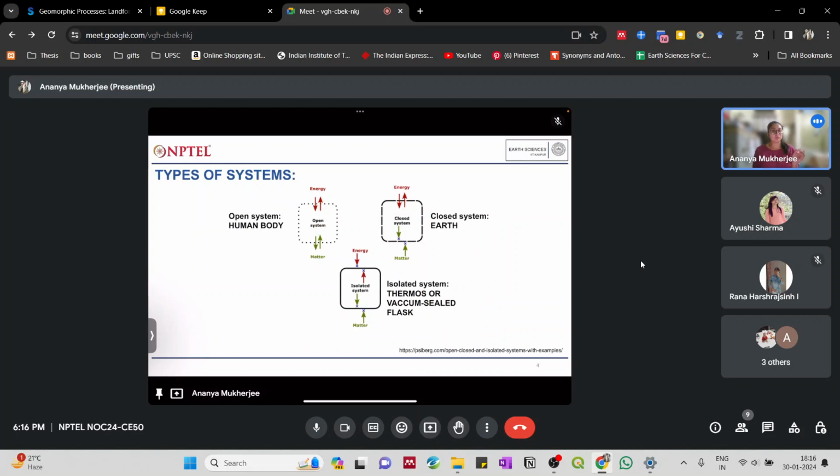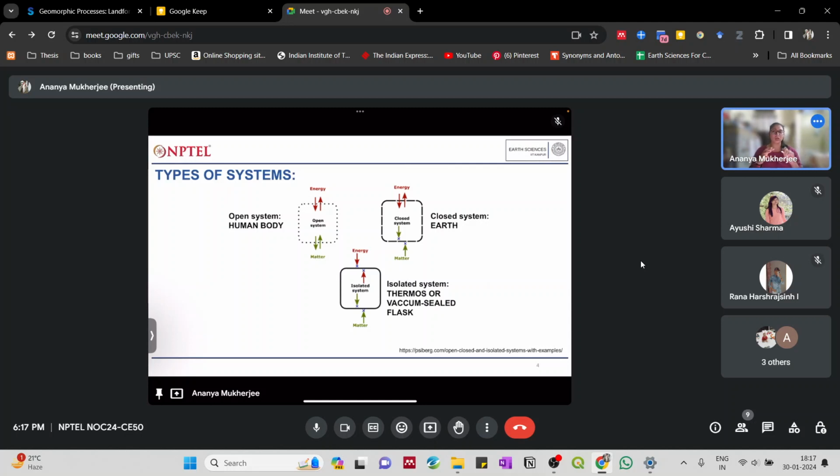So now we come to the Earth as a system. In basic, we have three kinds of systems: open system, closed system, and isolated system. What these systems are actually considered is the interaction, or the give and take, of both energy and matter in classifying these systems.